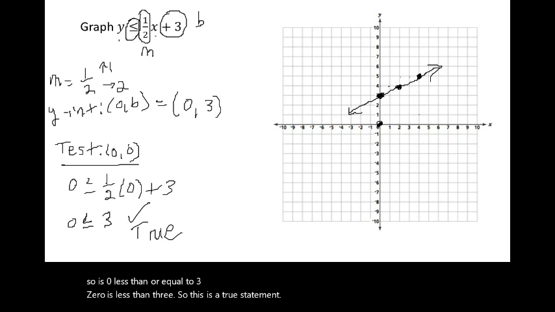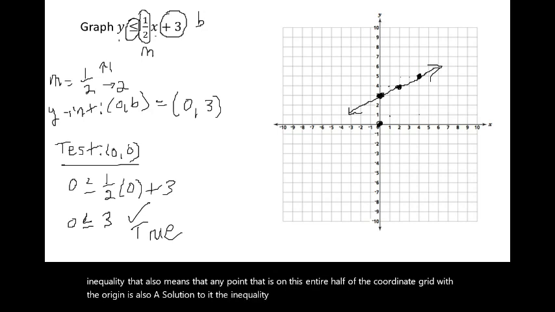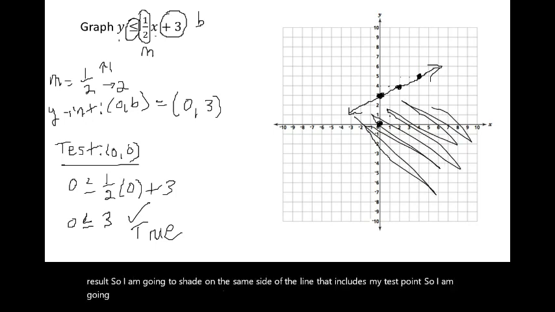So since we got a true statement, that means our test point, the origin, is a solution to the inequality. That also means that any point that is on this entire half of the coordinate grid with the origin is also a solution to the inequality. You could have chosen 1, 1 and gotten the same result. So I am going to shade on the same side of the line that includes my test point. So I am going to shade toward my test point, all of this over here.